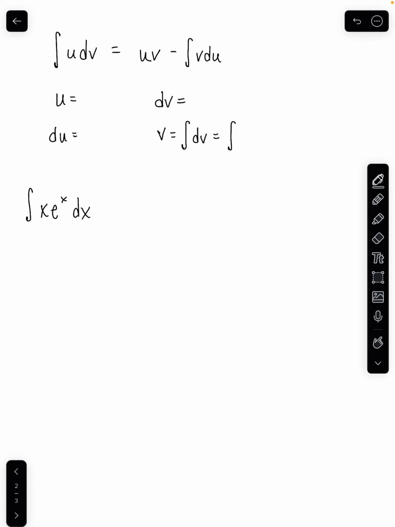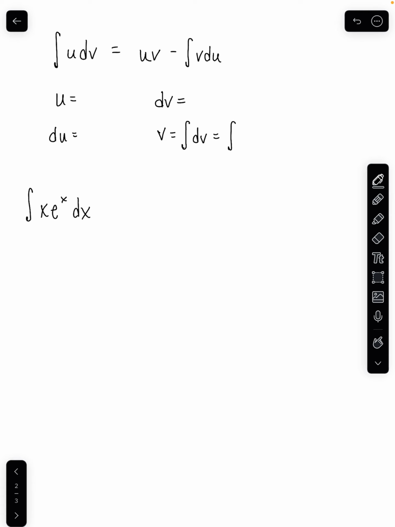Now, one of those two factors has to be differentiated, and the other has to be integrated. E to the x can be either one of those. It can be differentiated, or it can be integrated. But either way, it turns into e to the x, which means that it will be the same level of complexity, regardless of whether we pick it for u and differentiate it, or pick it for dv and integrate it. So we're not getting any simpler there in either direction.